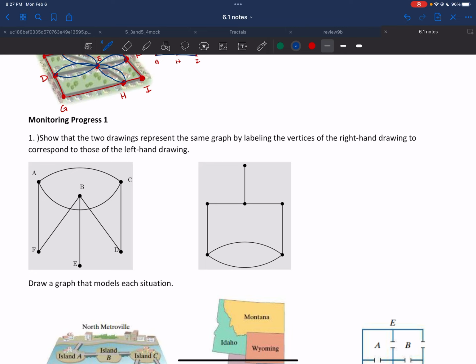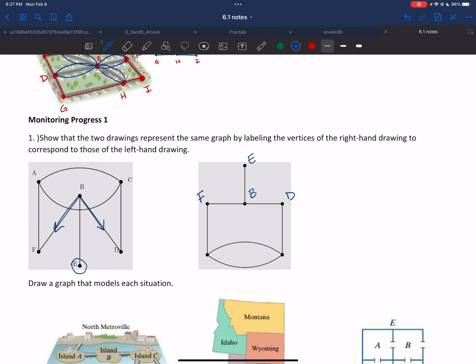As I go through this, I see that E is by itself and it only connects to B. The only thing that's by itself is this one over here, so I'm going to go ahead and label it E. And I know this one has to be B because it's connecting to B. So B only connects otherwise to D and F. So one of these has to be D and the other one has to be F. It doesn't really matter which one.